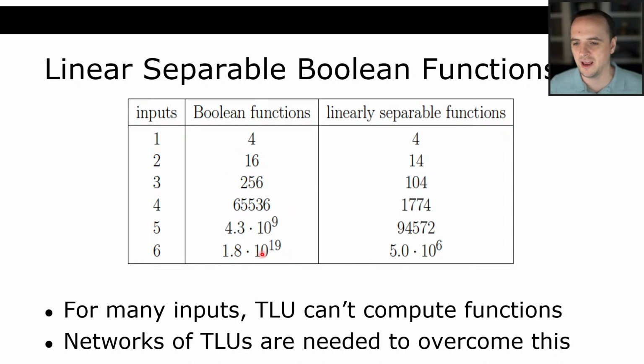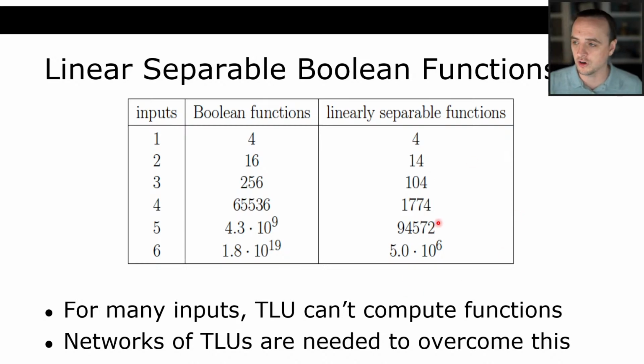But once we get quite high, like here there's 10 to the 19. So what's that? Like 1,000,000 times 1,000,000,000,000 or something like that with 6 inputs, but only 100,000 of them are linearly separable. So in general, for many inputs, a single TLU cannot compute that function. All right, it cannot linearly separate because no line exists which can classify them from 0s to 1s.